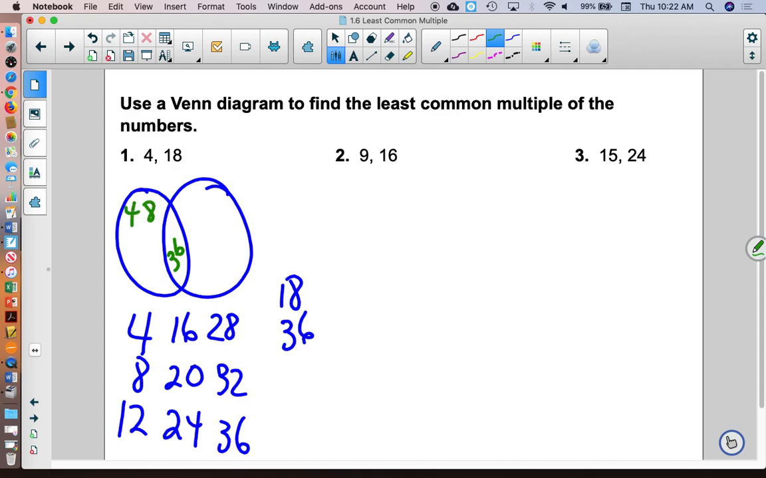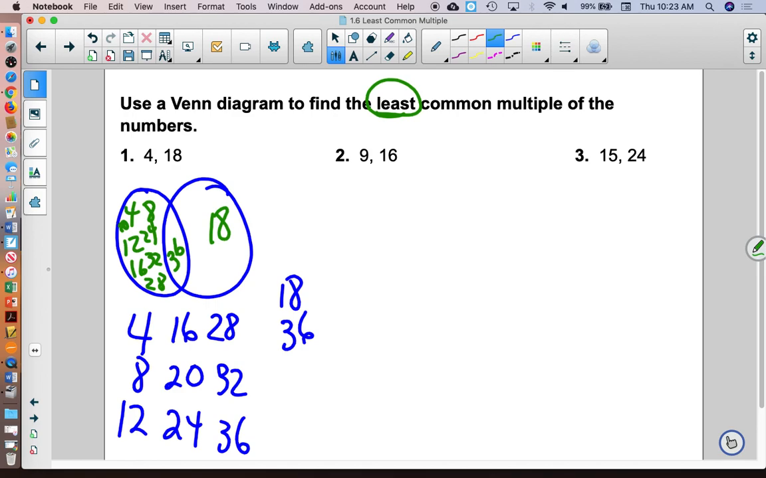4, 8, 12, 16, 24, 28, 32, 20. I can get them all in there. And I can throw 18 out here. The minute I have one that is in common, I stop. I could keep going on forever, but I really don't want to. I could find something else they had in common, couldn't I? But the word is least. The lowest multiple they have in common.